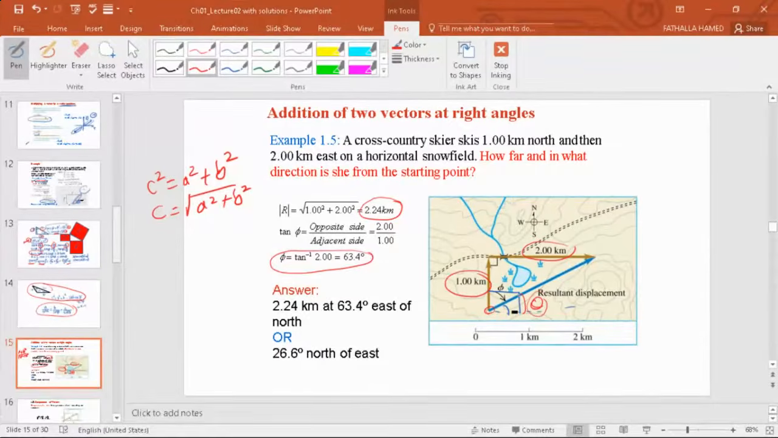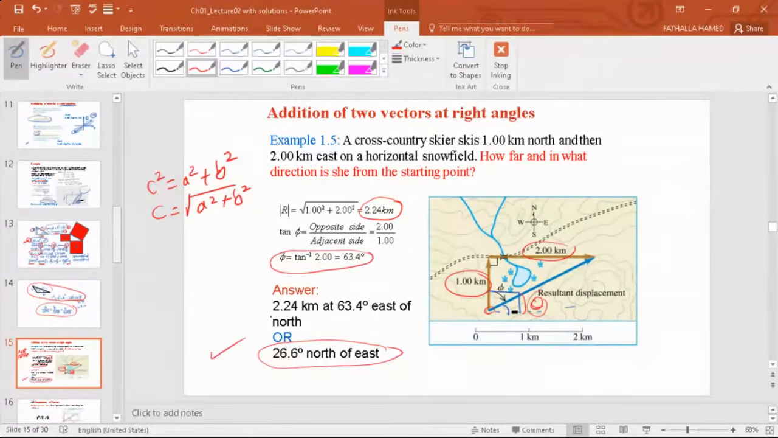By the way, you can measure this angle here. If this is 63.4, then this angle here will be 90 minus 63.4, which will give you 26.6 degrees. And you can also say that it's 2.24 kilometers at 26.6 north of east. But in this situation, we say it is east of north.